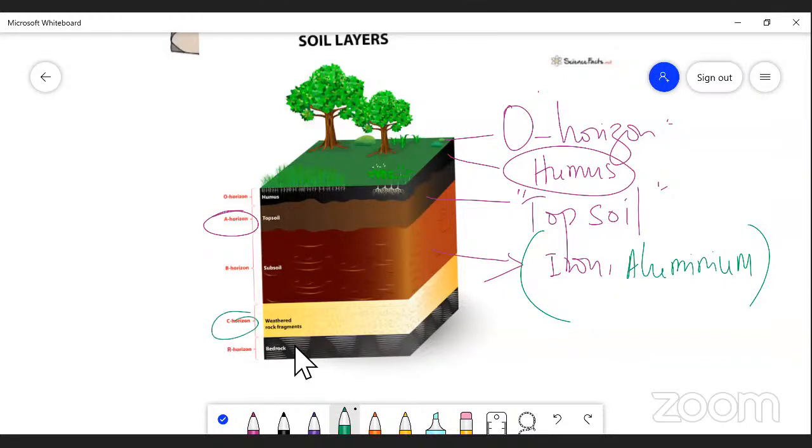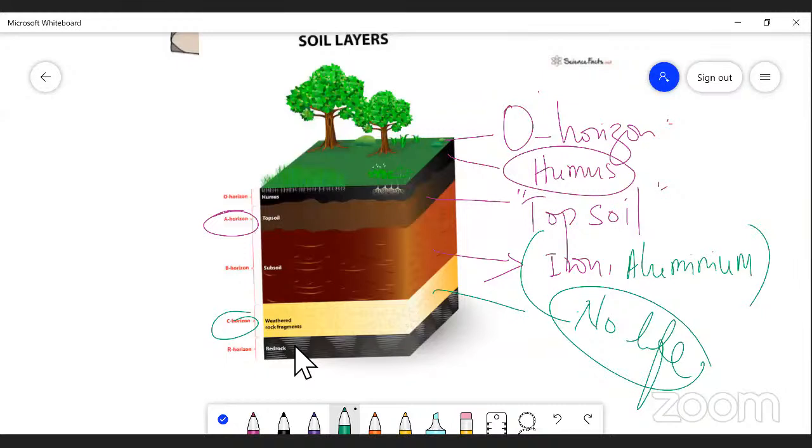Now, the C horizon has no life forms. That means there is no living organism in the region of the C horizon. But this region is occupied by small fragments of rocks. When the rocks are broken, the broken pieces or fragments are distributed from the bedrock to the very next region, that is the C horizon, right? So living organisms are completely absent in the C horizon.